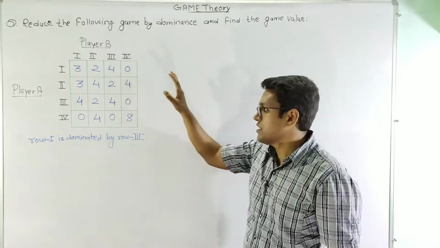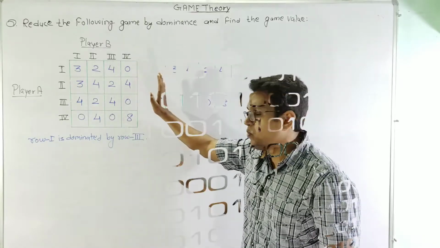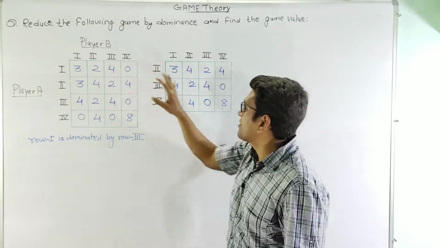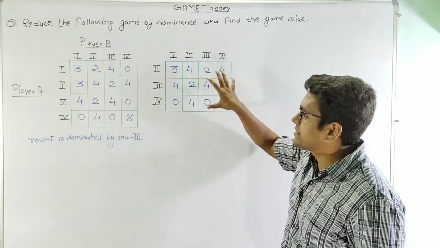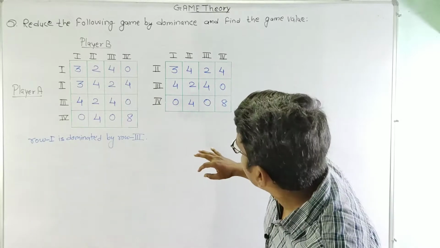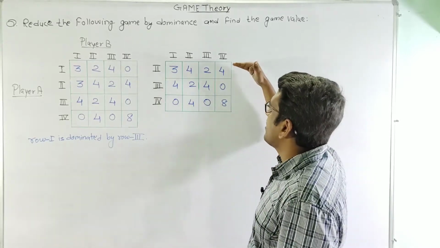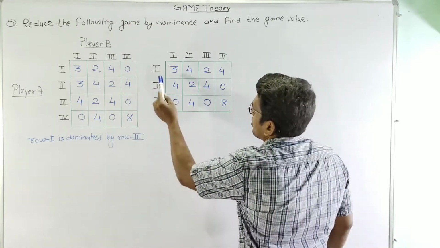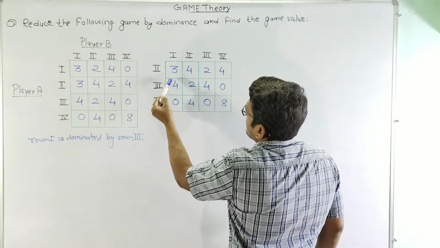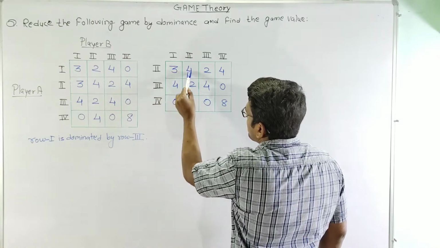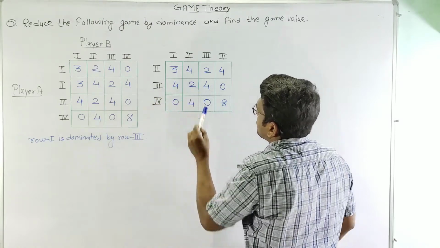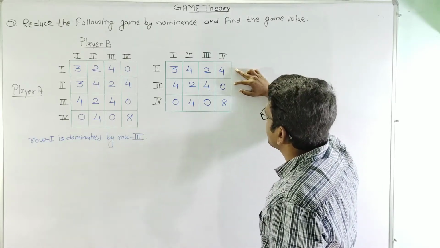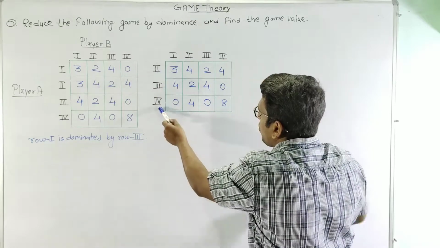So let us see if we eliminate row 1. So now, after deleting or eliminating row 1, this is our new reduced matrix. And in this matrix also, we will compare rows and columns to find dominance. So let us compare row 2 and row 3. This is 3, this is 4, this is greater. This is 4, this is 2, this is lesser. That means row 2 and row 3 have no dominance. Now let us compare row 2 and row 4.